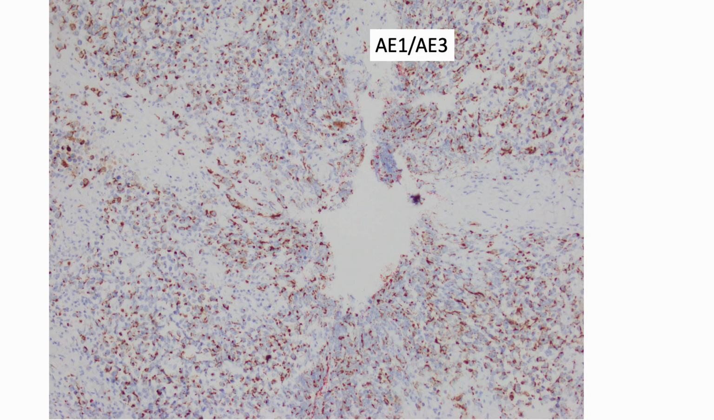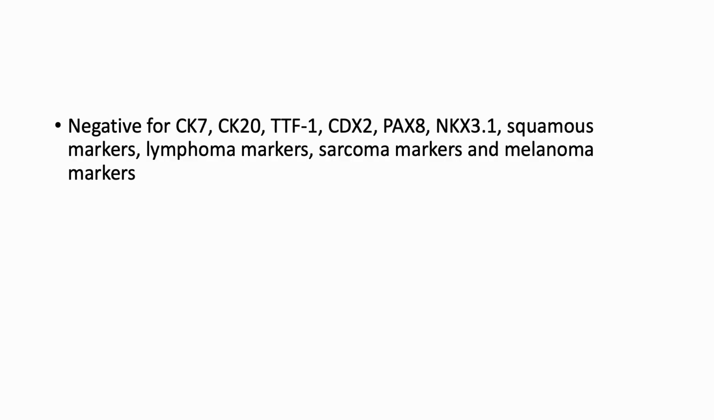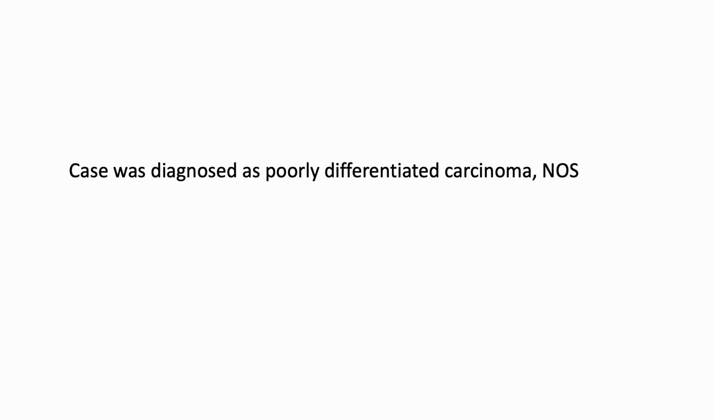This picture shows positive AE13 staining. We see perinuclear positivity with AE13. CAM5.2 is also positive, showing a similar perinuclear staining pattern. The tumor cells are negative for CK7 and CK20. Transcription factors including TTF1, CDX2, PAX8 and NKX3.1 were negative. Squamous cell markers, lymphoma markers, sarcoma markers and melanoma markers are all negative. Based on these findings, the tumor was diagnosed as poorly differentiated carcinoma, not otherwise specified.